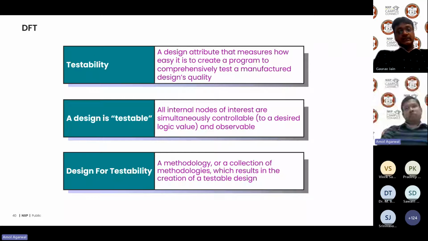So what is testability? It is the design attribute that measures how easy it is to create a program to comprehensively test the manufactured design quality. The design is testable if we can control all the internal nodes of interest, and if we can observe the nodes of interest at the output of the chip. Then it is called a testable design. Overall, when we talk about DFT, it is a collection of methodologies which results in the creation of a testable design.